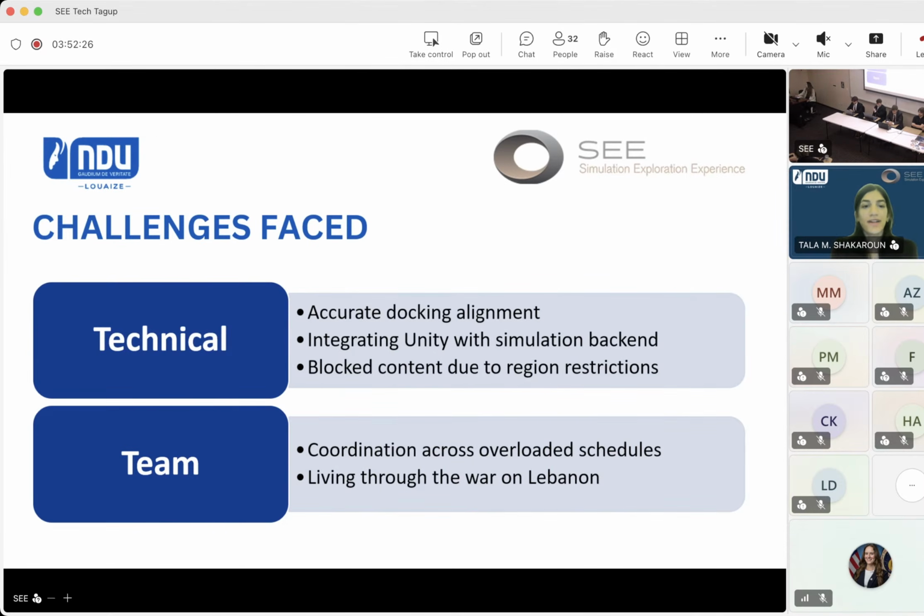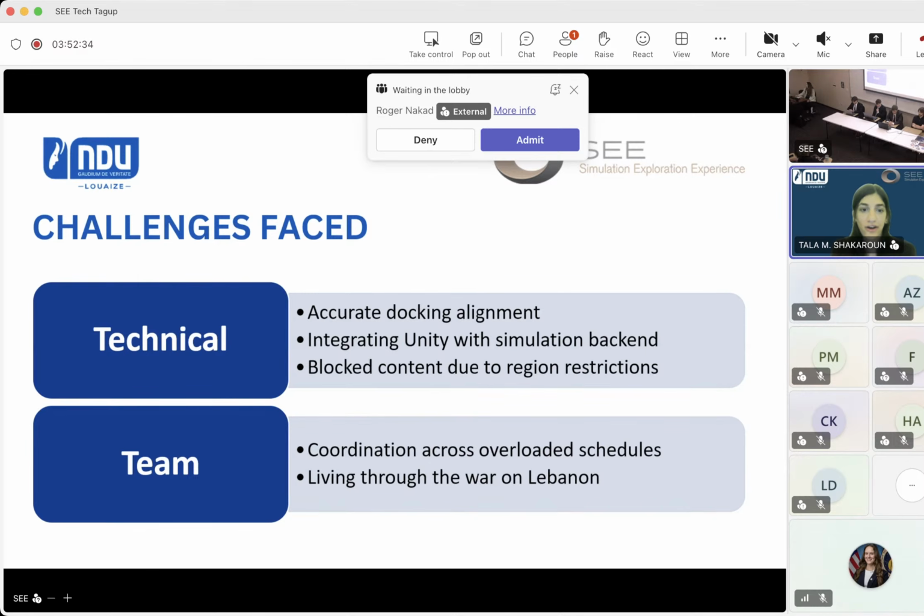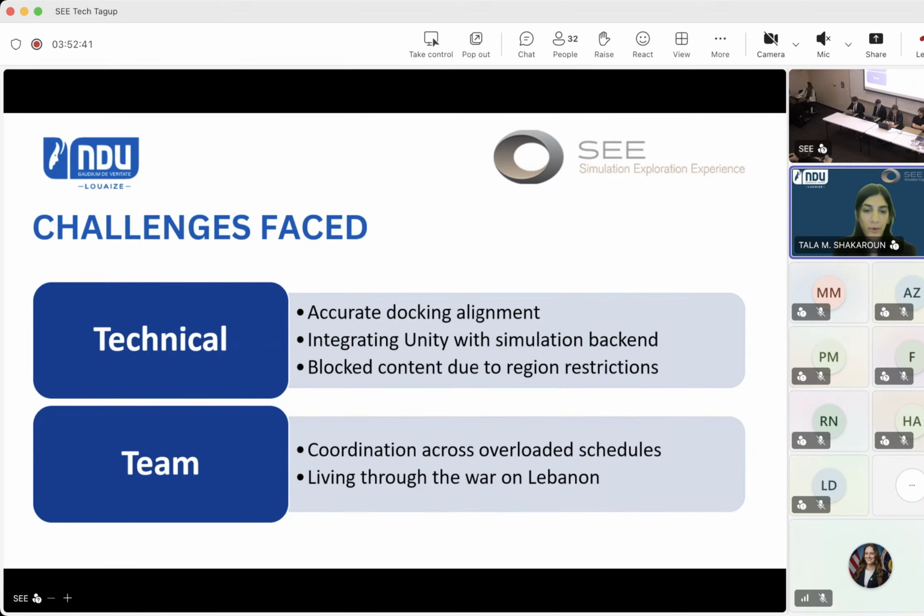Thank you. And for the challenges that we faced, we obviously faced both technical and team-related challenges. For the technical part, we mainly faced an issue with the docking alignment. It was not enough for the chaser to simply move toward the target. We needed to have the approach on a correct docking point, align properly, and stop at the right position.